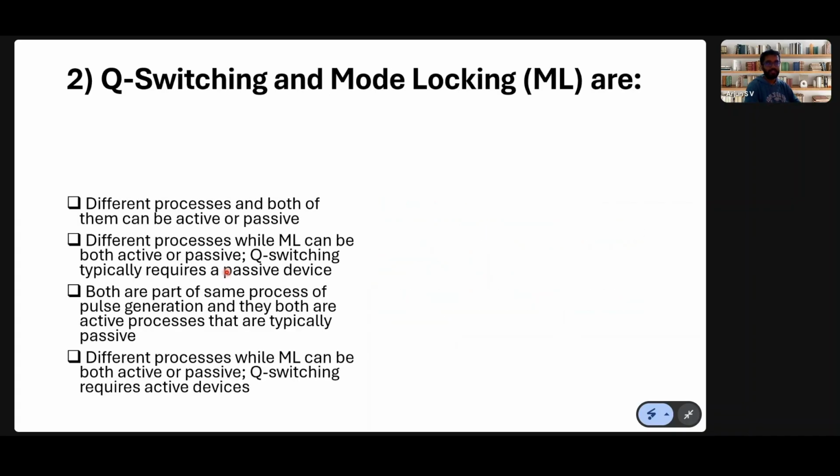Second question: Q switching and mode locking are different processes and both of them can be active or passive. The other options discuss whether they are different or the same process, and whether either of them can be active or passive. The correct option is that both are different processes, because both are used for different purposes and both have active and passive modes. So the correct option is option A, different processes and both of them can be active or passive.